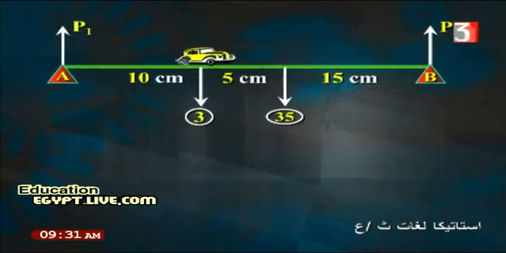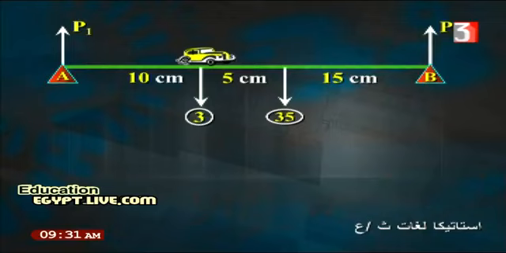Look at this bridge AB. The bridge AB has distance equal to 30 meters. We have two supports at the two ends, at A and at B. At A the reaction is B1, at B the reaction is B2.